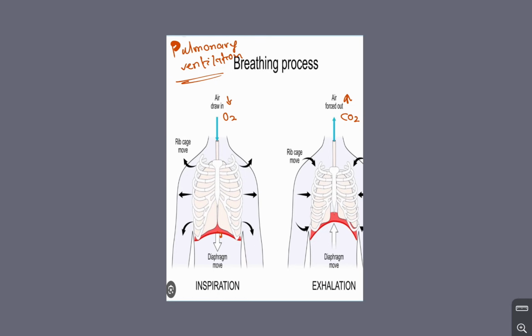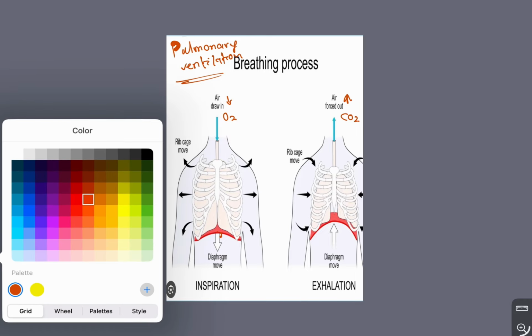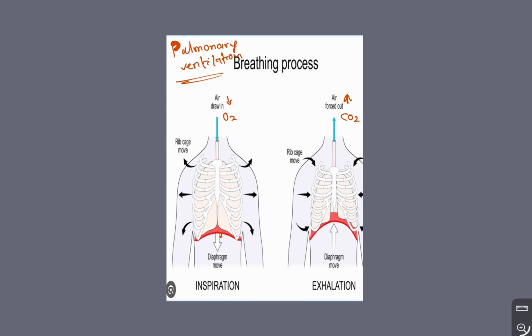Okay, now what happened during the inhalation process? The diaphragm moves downward towards the abdomen. Okay, so creating more space, giving the space to the lungs. And similarly, these ribs, this is called the rib cage, and we cannot see here, maybe in the next slide I will show you.